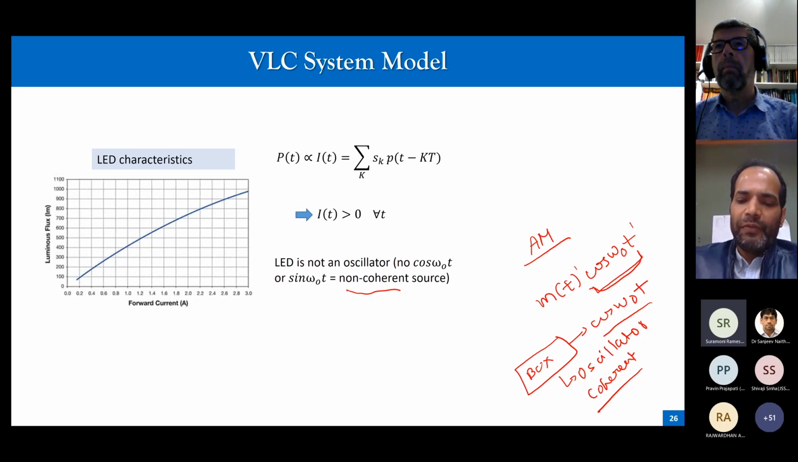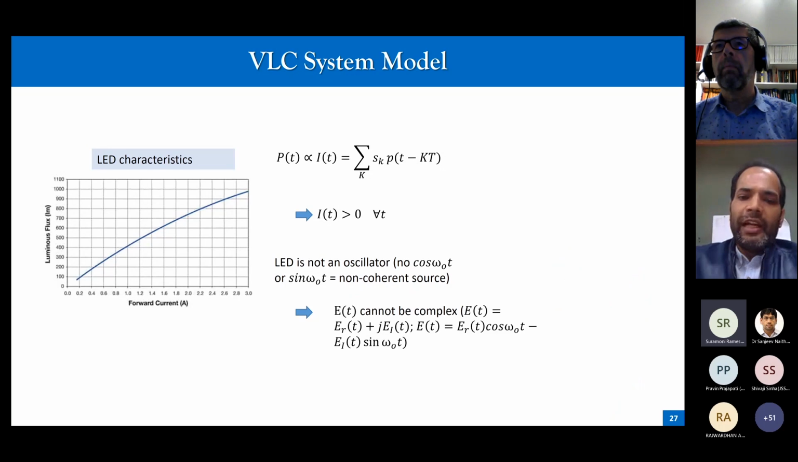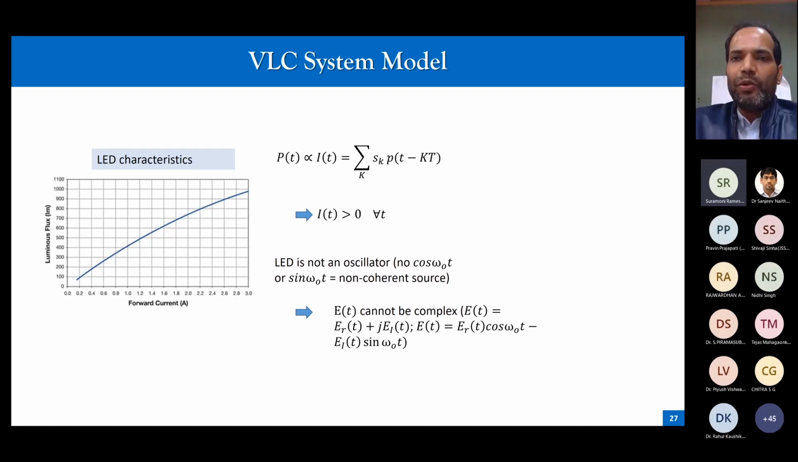That's one thing that we have to understand. That means now we are slightly jumping into more and more complications. But I guess if you just concentrate for a few minutes, then this would be addressed. When I'm saying LED is not an oscillator, or it is a non-coherent source, what I mean by this? It means that the electric field produced by the LEDs cannot be complex.